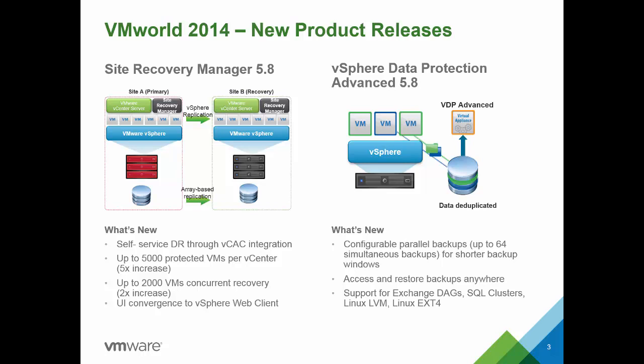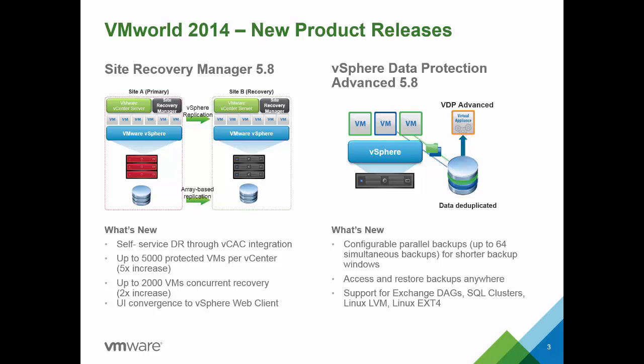You're also able to access and restore backups anywhere. If, for example, you have 2 physical sites and you have 2 VDPA appliances on each site that are doing independent backups, if you lose one of those VDPA appliances, you can use your VDPA appliance at the other site to connect to that storage at the other site and then do a restore from it. So it's giving a lot more flexibility now, where before you couldn't do that.